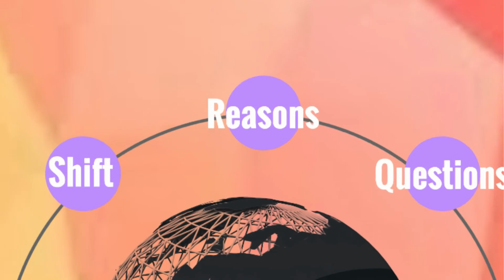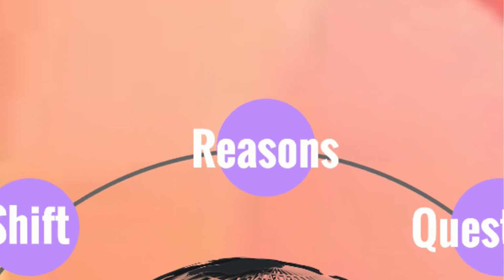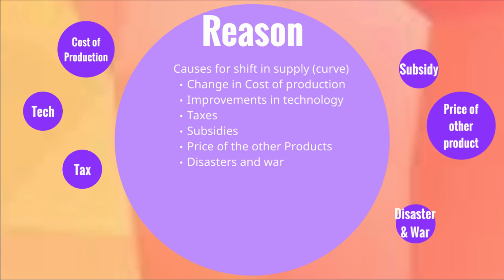Next, what are the reasons for this shift? What causes the shifts in the supply curve? One is changing cost of production, improvements in technology, taxes, subsidies, prices of other products, and disasters and wars.